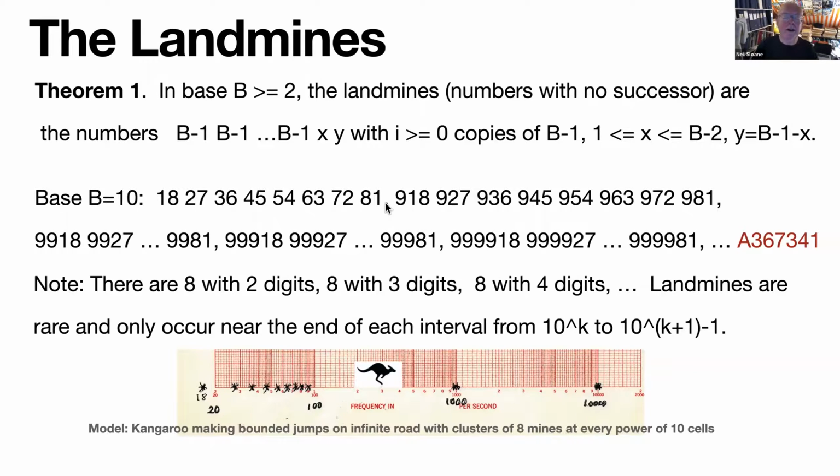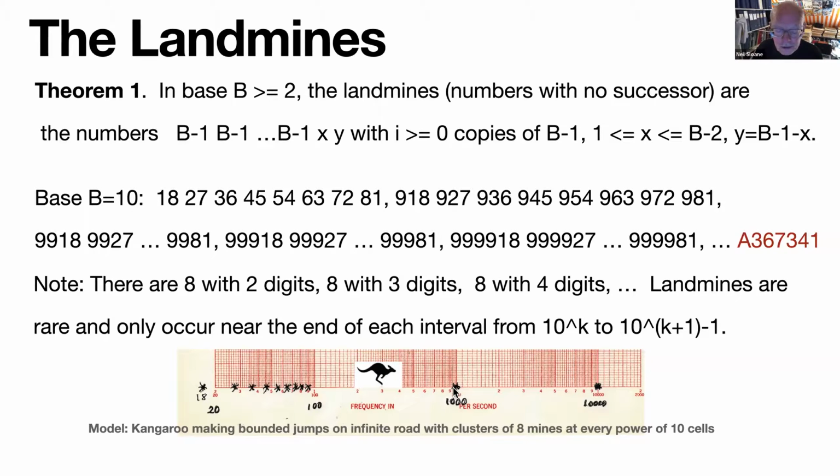The next group of landmines, you can put a 9 in front of these, giving you 8 more landmines. The next group, you can put 2 9s in front, and so on. You can put any number of 9s in front of any of these 8 numbers, and those are the landmines. So they're quite sparse. I took a piece of log linear graph paper and marked with asterisks where the landmines are. Between 1 and 100, there are 8 of them spread out like this. Between 100 and 1,000, they're all in the range of between 900 and 1,000.